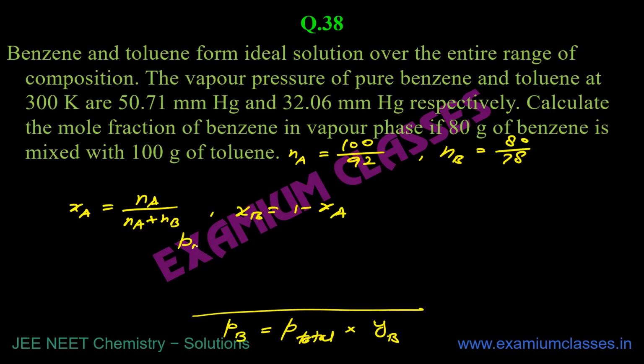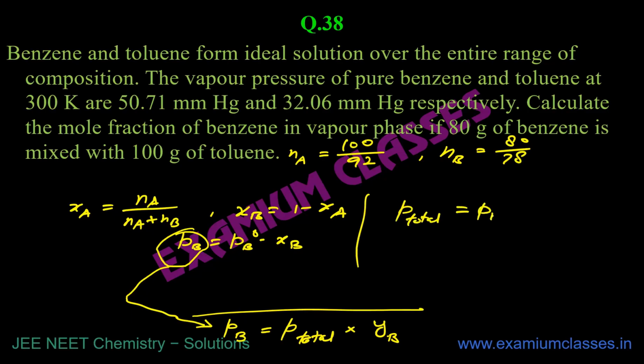From here, you will say PB equals PB naught into XB. So from here, you will get PB. Then you will say P total will be equal to PA naught XA plus PB naught XB. This P total you will substitute from here. You will get YB, which is asked, the mole fraction of benzene in vapor phase.